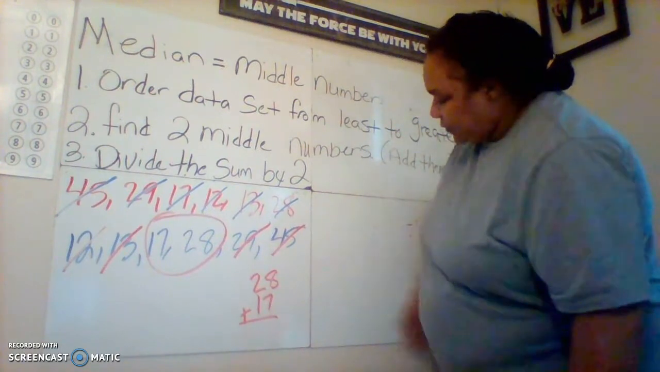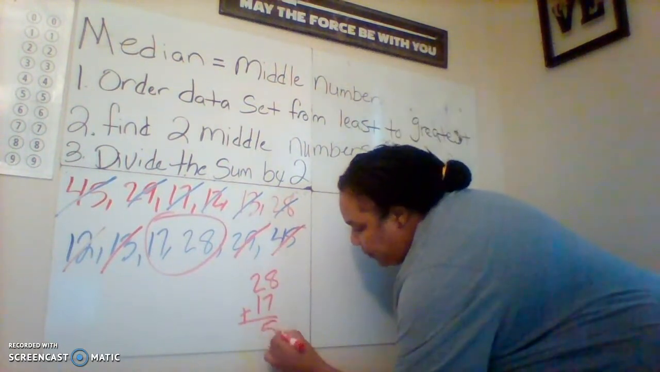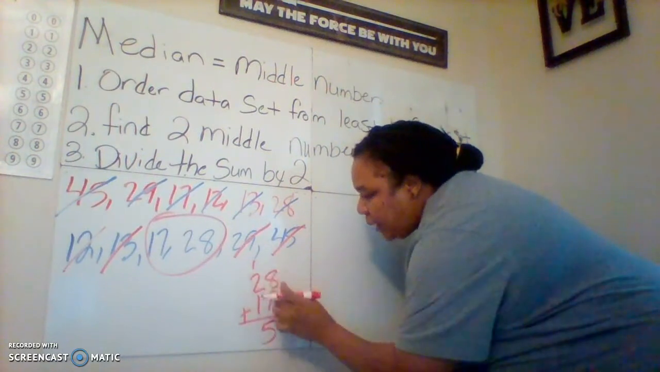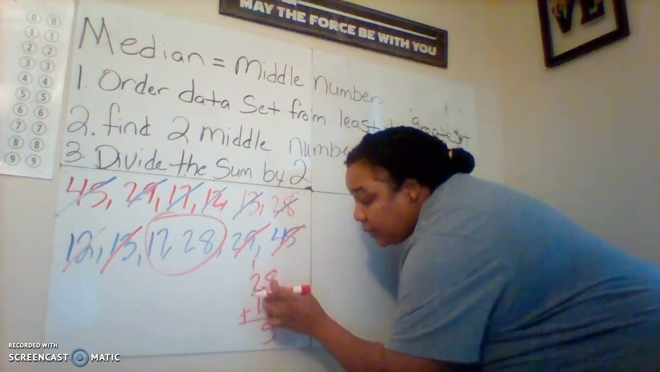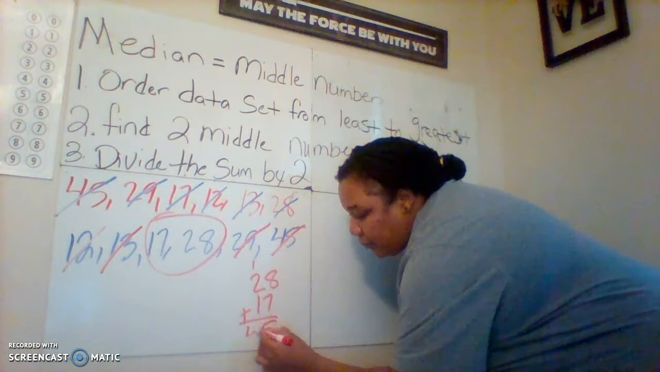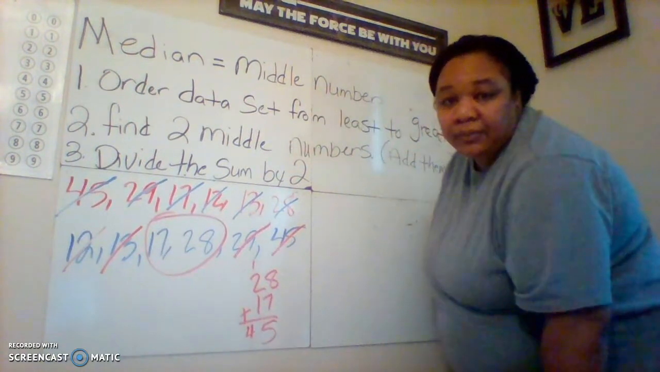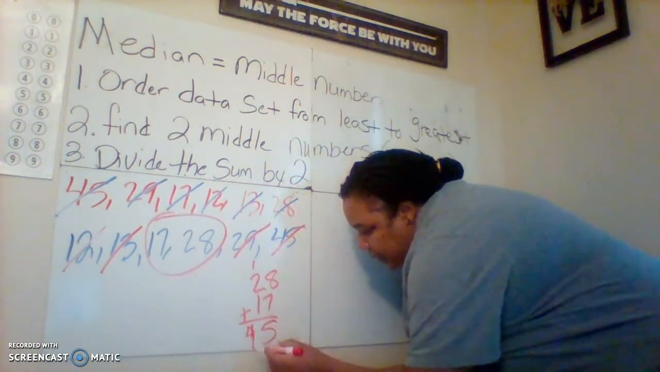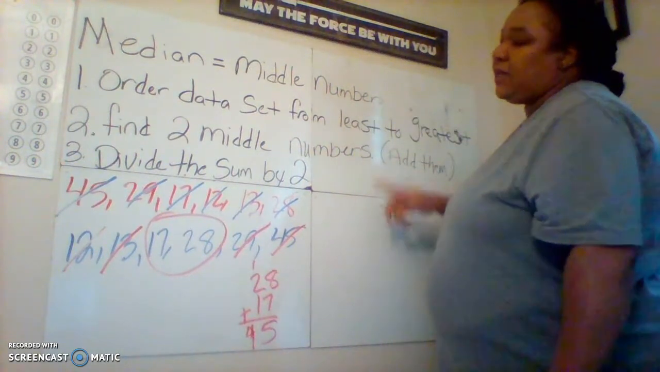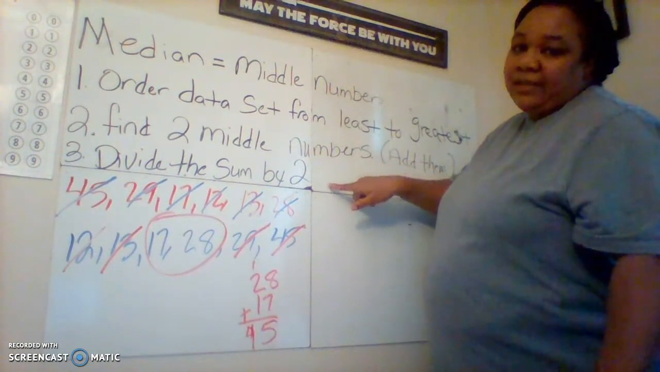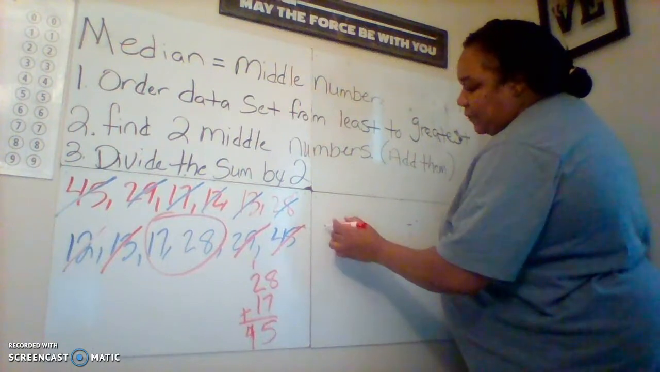8 plus 7 is 15. Write my 5. Carry my 1. 1, 2, 3, 4. 45. So, I know that my sum is 45, but I have to do something else. The last step is to divide the sum by 2.